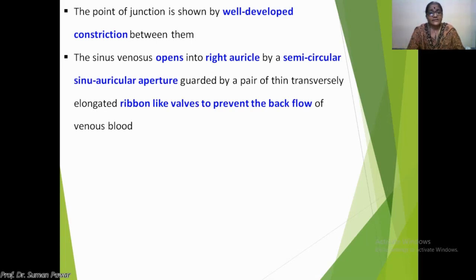The sinus venosus, after collection of the blood, opens into the right auricle through a large semicircular sino-auricular aperture, which is provided with a pair of thin, transversely elongated ribbon-like valves, which are called sino-auricular valves, to prevent the backflow of venous blood. That is, the blood should not enter backwardly into the sinus venosus.